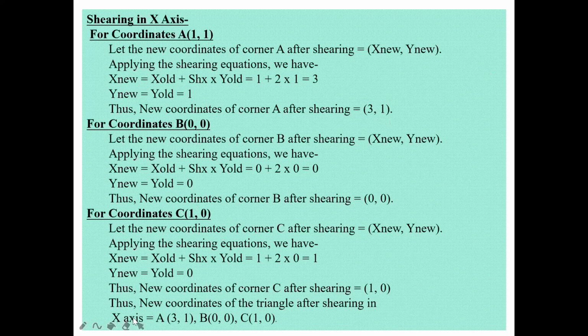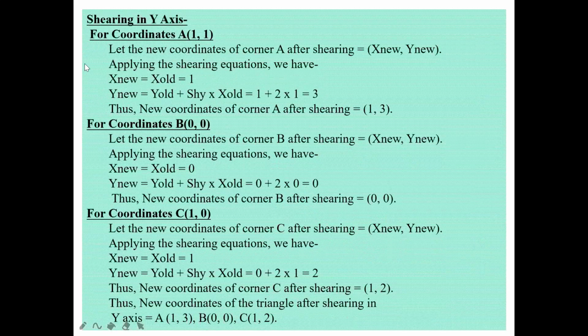Then lastly, you will get all the values on your x-axis. Okay, so that is only one formula you are going to apply here. Similarly, you have to do the shearing process for your y-axis. Whenever you are going to apply, the formula will be x new equals x old, which is 1 as the value has been given already, and y new formula is y old plus shearing y into x old. So you are going to put all the values, you will get the answer. Similarly, apply the same procedure for coordinates B and C. Then you will get the values on your y-axis.